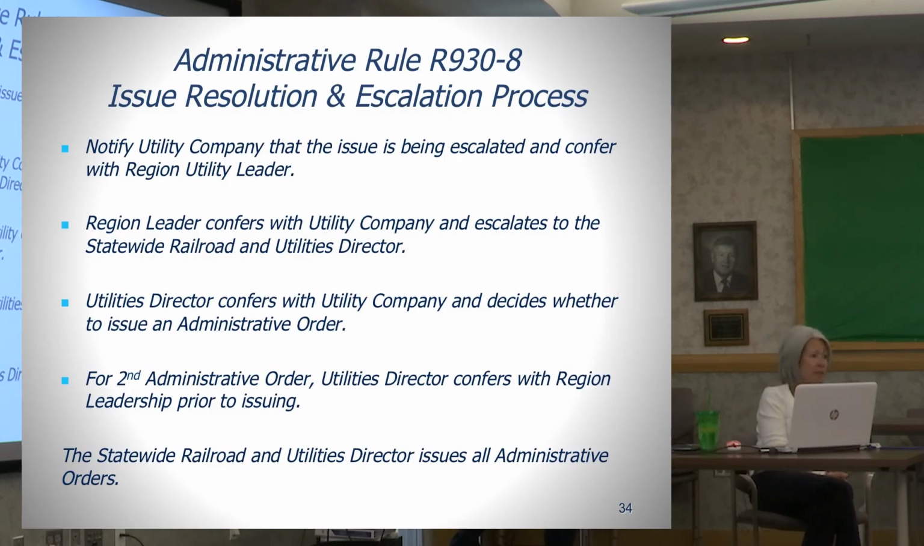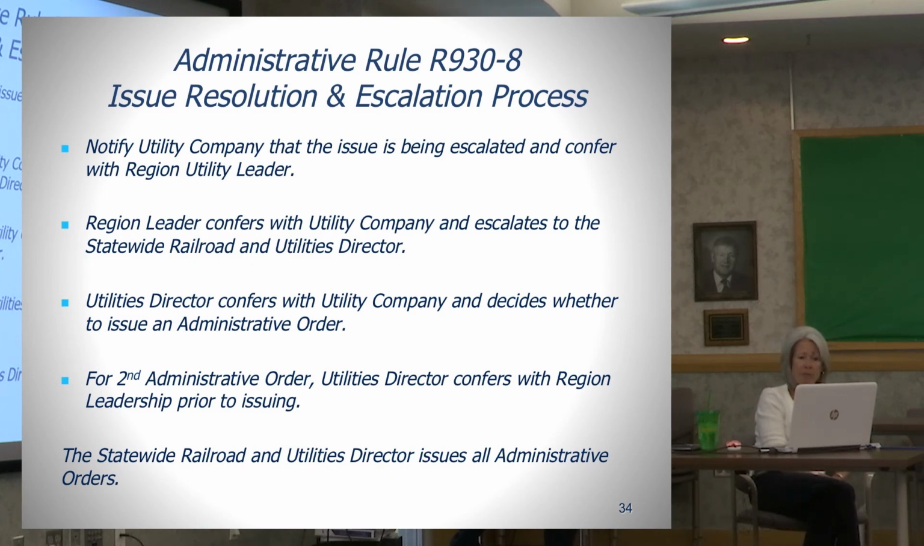So there is an escalation process for the issuance of an administrative order. If it's happening during the design phase or during the construction phase, the resident engineer notifies the region utility leader, after conferring with the utility company, of course, that there's an issue. It needs to be escalated through the region utility leader, and they should be allowed an opportunity to correct the situation with the utility company.